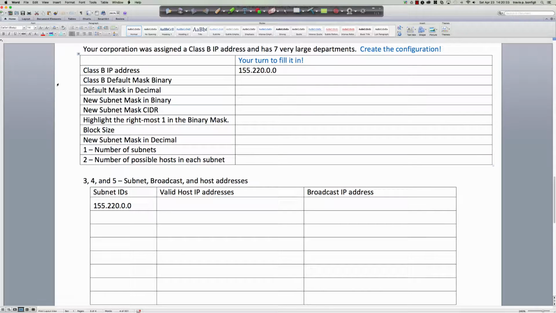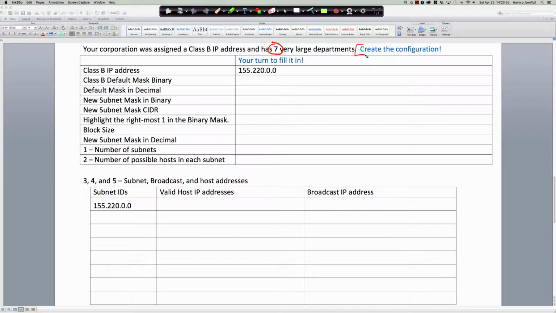All right. So your corporation was assigned a Class B IP address and has 7, and there's our key. So we should immediately know that, yep, we're going to go with 8 subnets. So 2 raised to what is 8? 2 raised to which power is 8? Exactly. 2 to the 3 is going to give us 8.